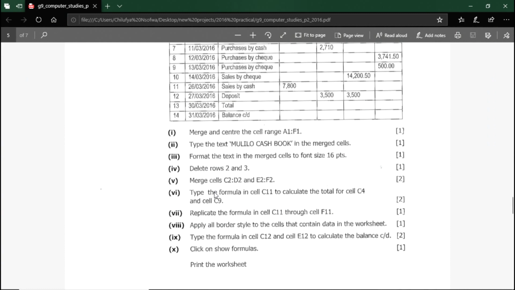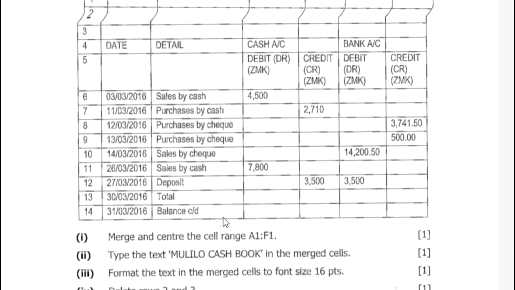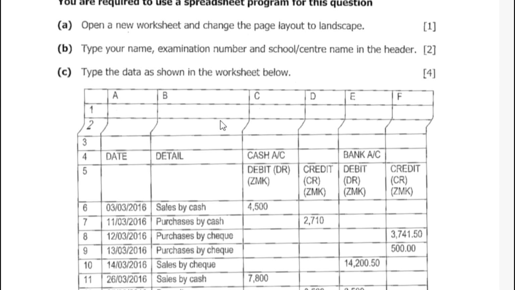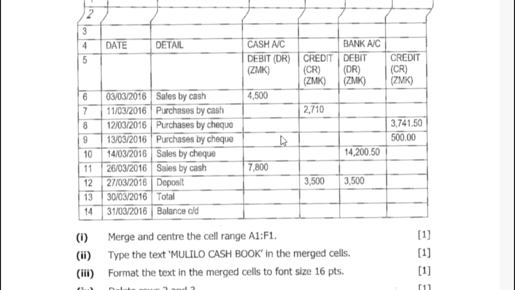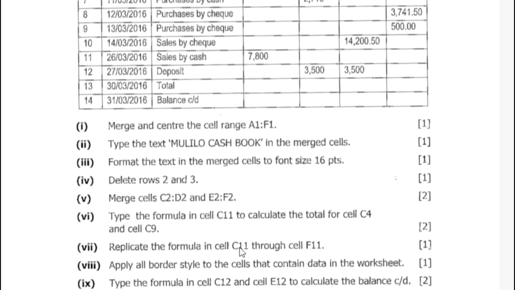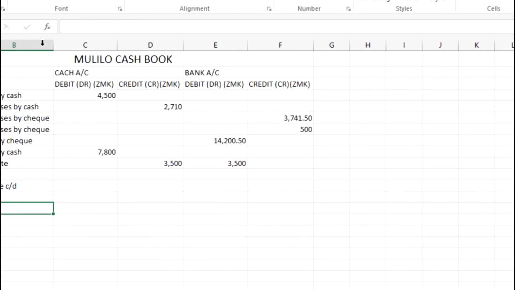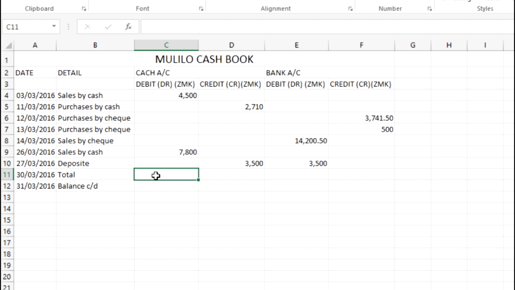What is question 6 saying? Question 6 says type the formula in cell C11. This is where I want to give emphasis. If you see in this worksheet in our past paper, have you seen where C11 is? This doesn't make sense. We can't add where there is data. But if we go back to our worksheet, if you see C11, there's nothing. Do you know why this is happening?